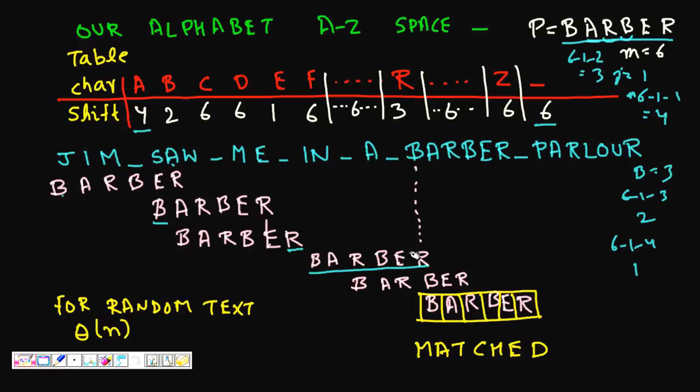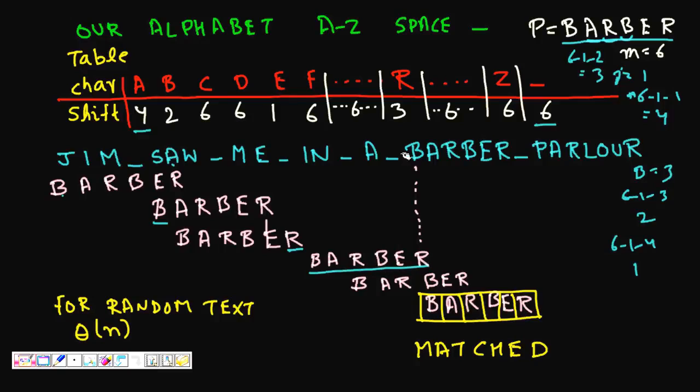Again R and B are not matching, but B, if it is there, shift by 2. So barber comes here. R and R are matching, good. A and E are not matching. So last letter was R. If you have an R, shift by 3. Okay, so that this R is now aligned. So you have to make a shift such that this B gets aligned.